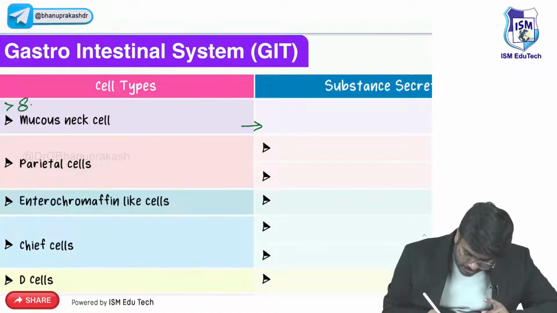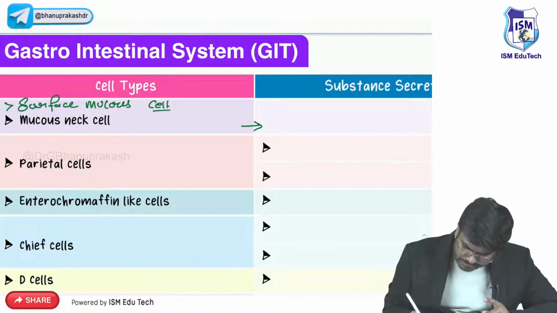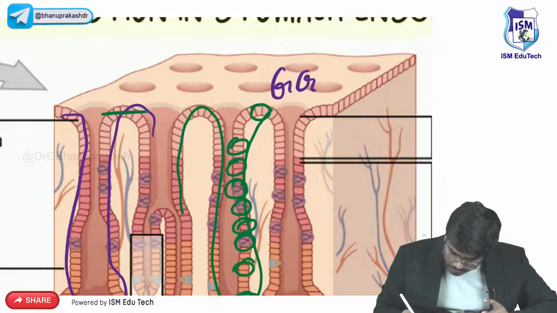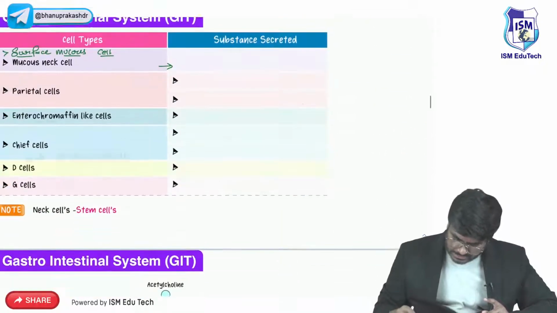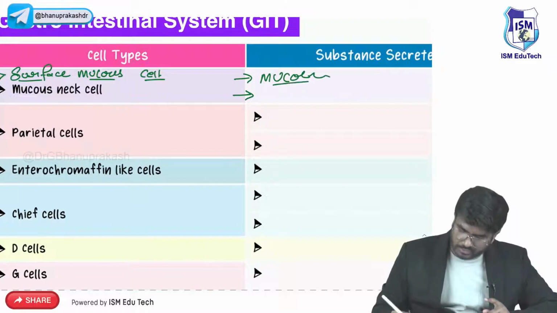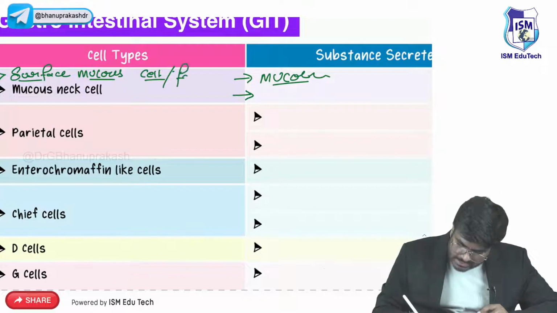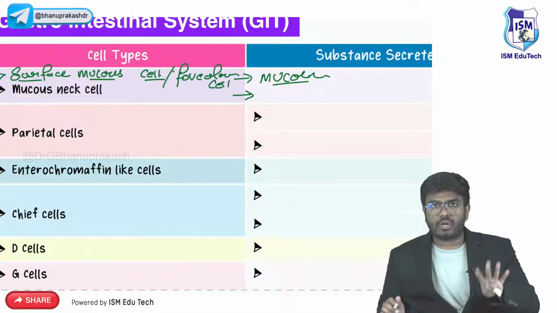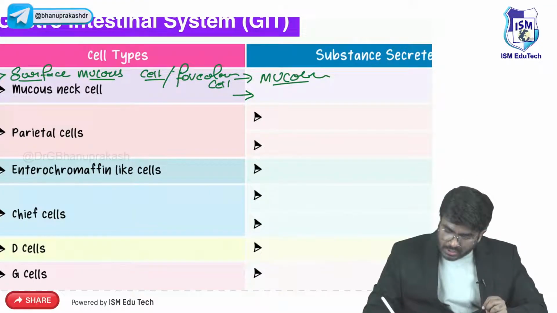What will it produce? First, I should write one that is missing over here. That is called a surface mucus cell. Surface mucus cell means this cell on the topmost area. So the surface mucus cell is going to produce what? Mucus, no doubt. The surface mucus cell is also called a foveolar cell. Okay, done. Surface mucus cell, also called a foveolar cell, helps in production of mucus in the stomach.